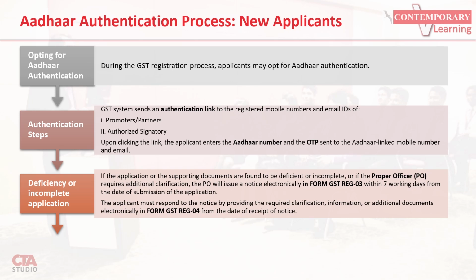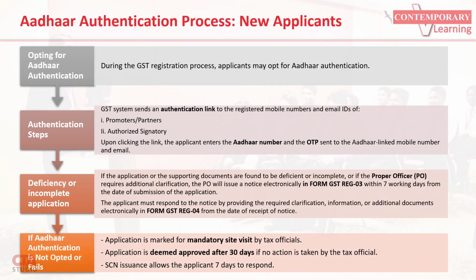If Aadhaar authentication is not opted or fails, here's what happens in such cases. The application is marked for mandatory site visit by tax officials. The application is deemed approved after 30 days if no action is taken by the tax official. If a show cause notice (SCN) is issued, the applicant gets 7 days to respond.